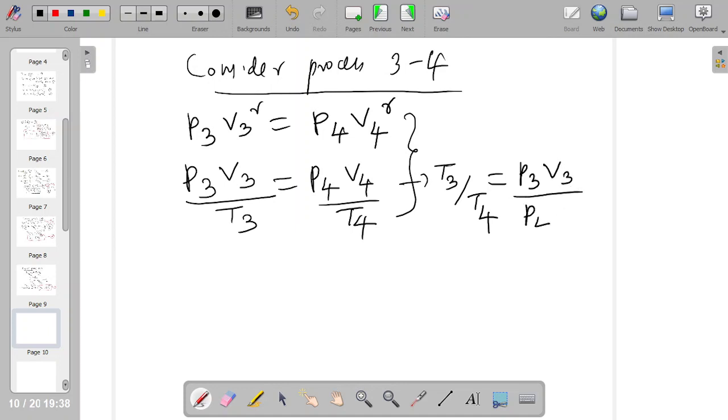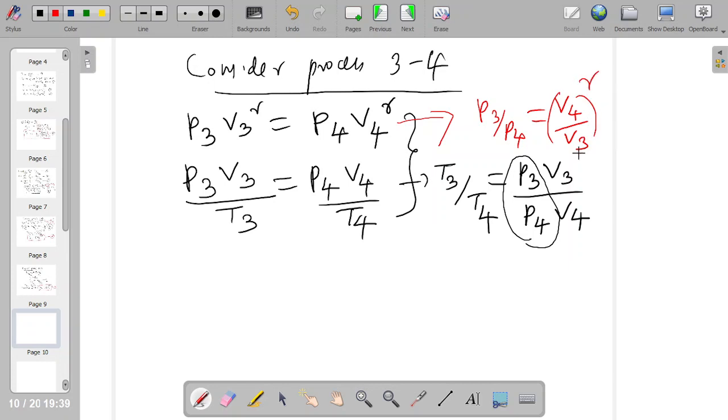P3 V3 divided by P4 V4. Now what is P3 by P4 from this equation, just the previous equation? From this equation we will get P3 by P4. What is P3 by P4? P3 by P4 is V4 by V3 raised to gamma. So this is V4 by V3 raised to gamma.